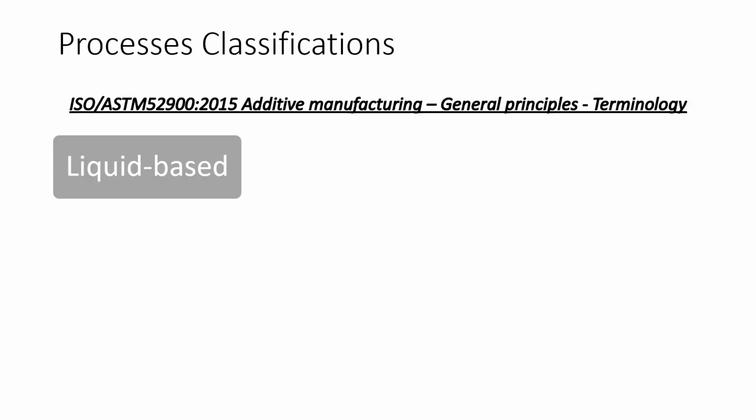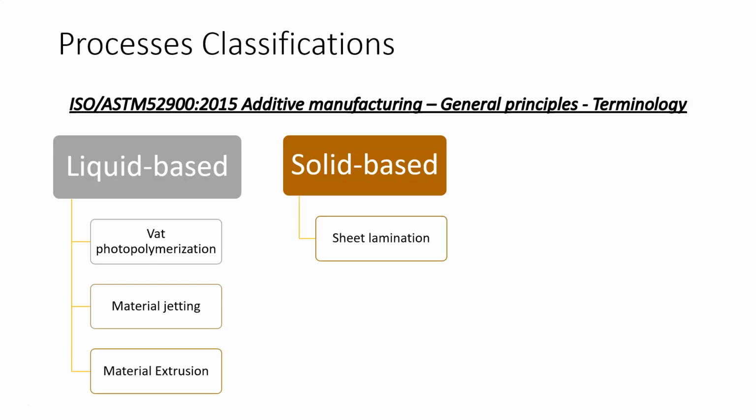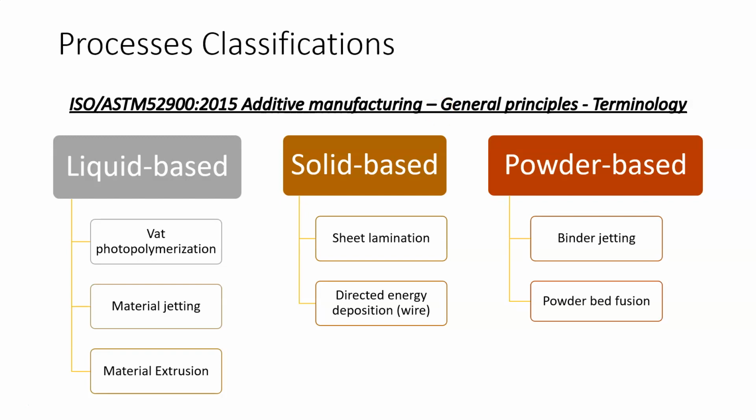Okay, so we have liquid-based processes, and these include vat photopolymerization, material jetting, and material extrusion. Then we have solid-based processes, which include sheet lamination and directed energy deposition, that's wire-based directed energy deposition. And then under the powder-based technologies, we have binder jetting, powder bed fusion, and then the other directed energy process, directed energy deposition using a powder system. All right, so these are the standard 7 processes.